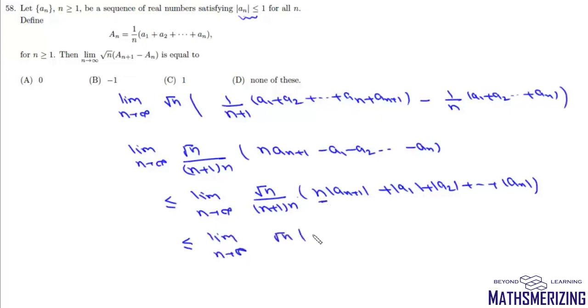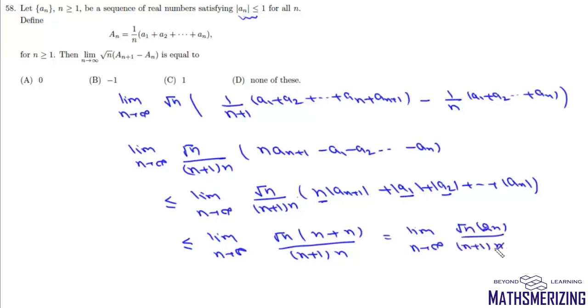Now this is n, and the maximum value for each is 1, so it will be 1 plus 1 plus 1 up to n upon n plus 1 into n. So we can write this as limit n tends to infinity under root n into 2n upon n plus 1 into n. This n will cancel. Now the power in the numerator is less than the power in the denominator, so that means this limit will be 0. So from here we can say that this limit must be equal to 0, and that's your option number A.